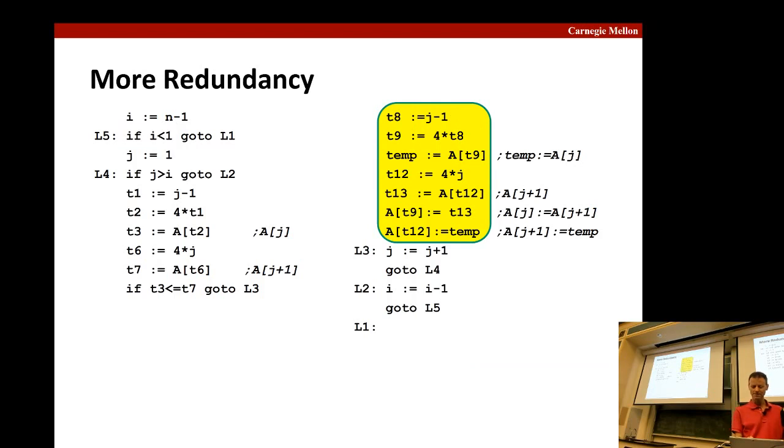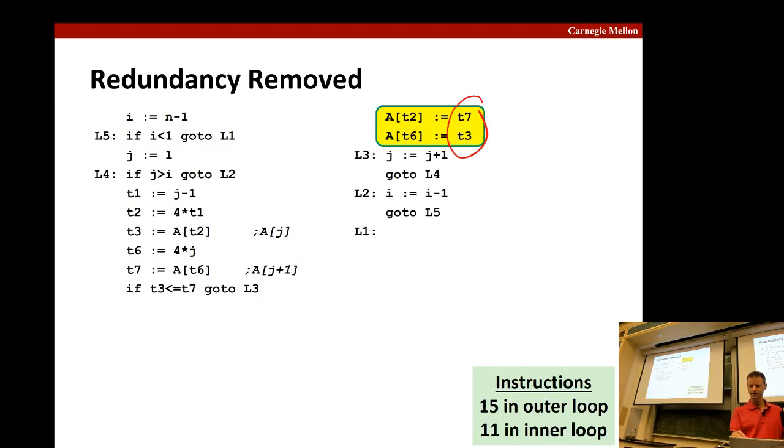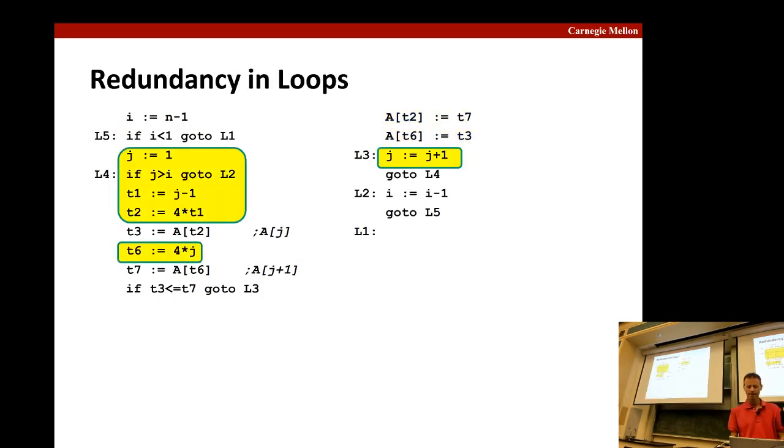So let's back up a second. We already had a sub j hanging out in temporary 3 and a sub j plus 1 hanging out in temporary 7. So doing all this work to compute their addresses and retrieve their values is not needed. We can just use the temporaries that we have stored. Okay, so now we're down to 15 and 11. So good.